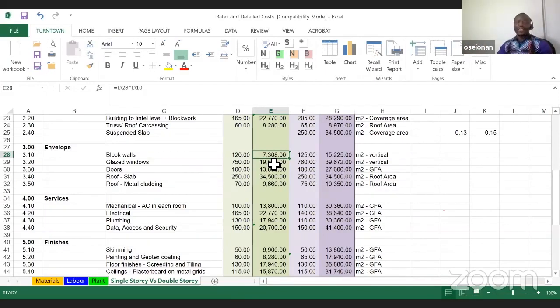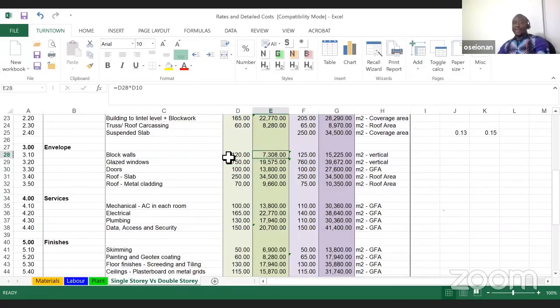In this case, if you want to be safe, you just go with the block wall for the external wall. Some people prefer a lot of view and sunlight and everything, so they'll go with glazed windows. If you just look at the difference between the rate for the glazed windows and the block walls, you are almost about 600 cedis different. So you can imagine, depending on the square meters.